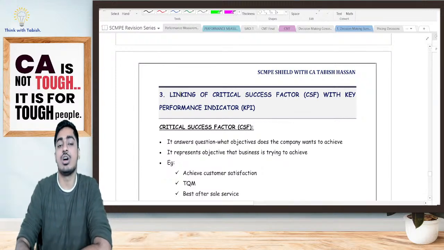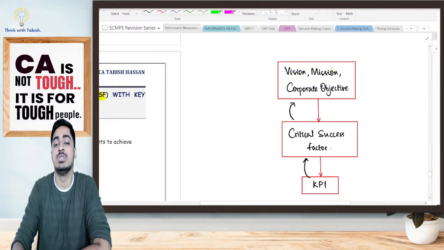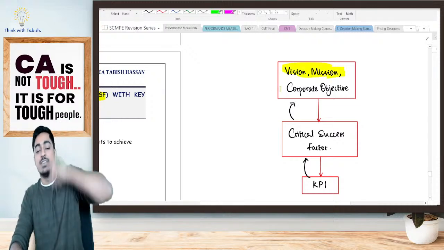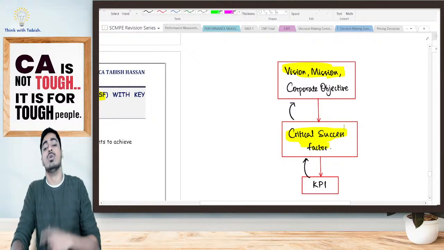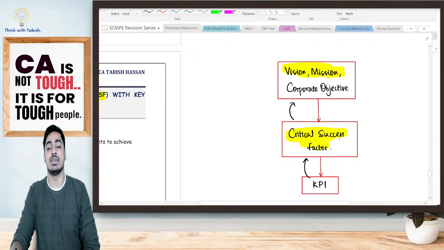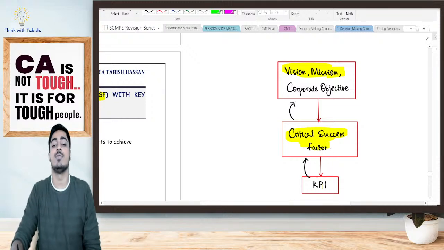Next topic for us is linking of our critical success factor with our key performance indicator. Now, look at this. First, we will be having our vision, mission, objectives. To achieve my vision, mission, objective, I will come up with the critical success factor. Now, to see if my CSF is properly achieved or not, I will come up with my KPI.